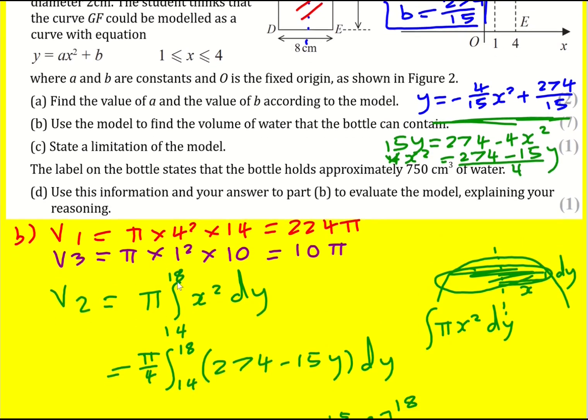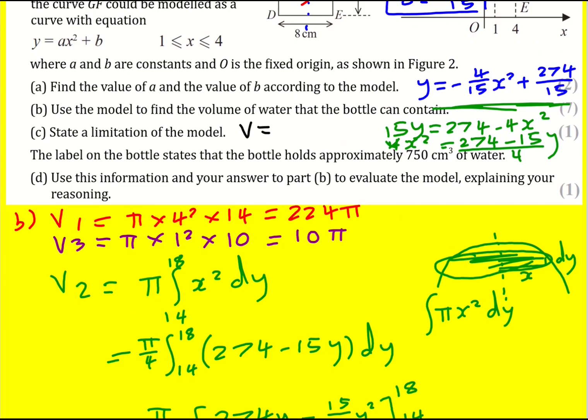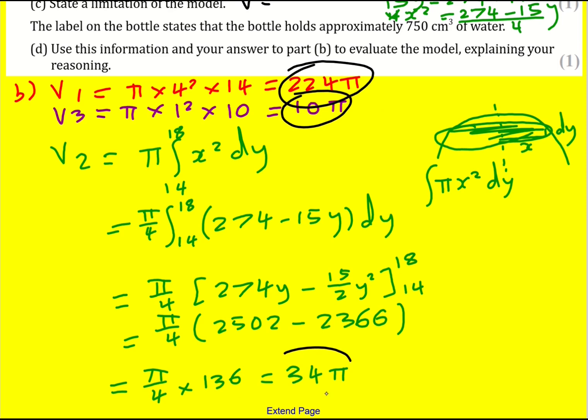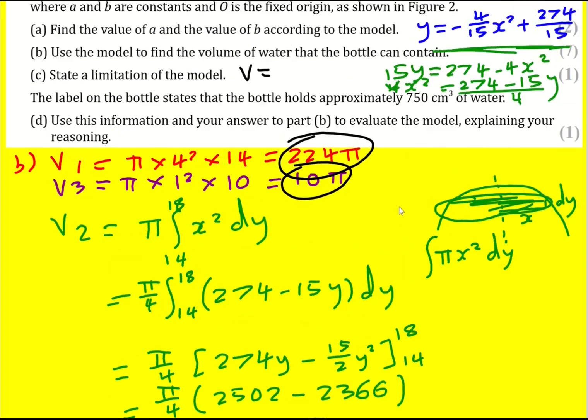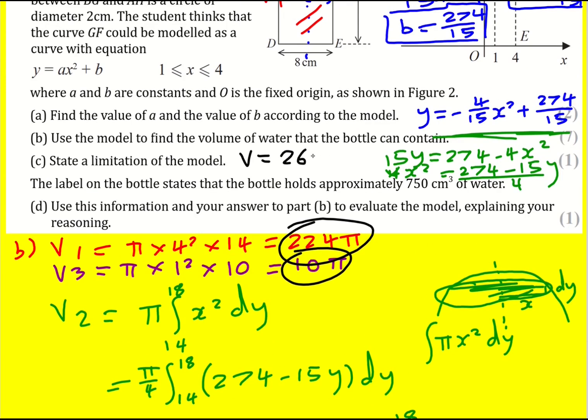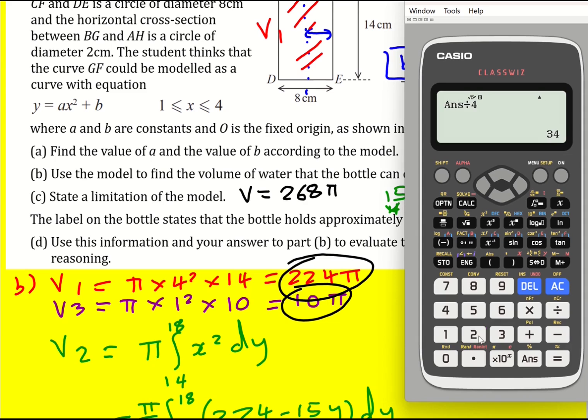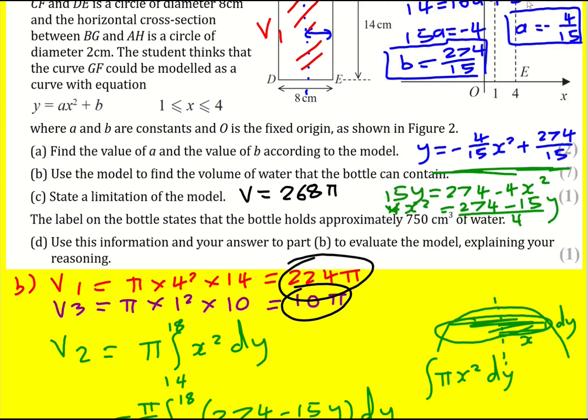So the volume is then going to be the sum of all of these: 224 pi, 10 pi, 34 pi, and it ends up being 268 pi. Doesn't say whether to leave it exact or not. I think we know it's a model. I think I would do both. 841.94 or 842 centimeters cubed.